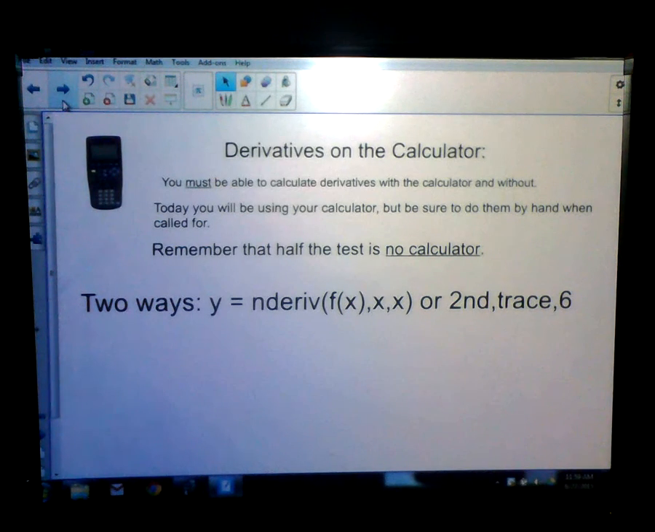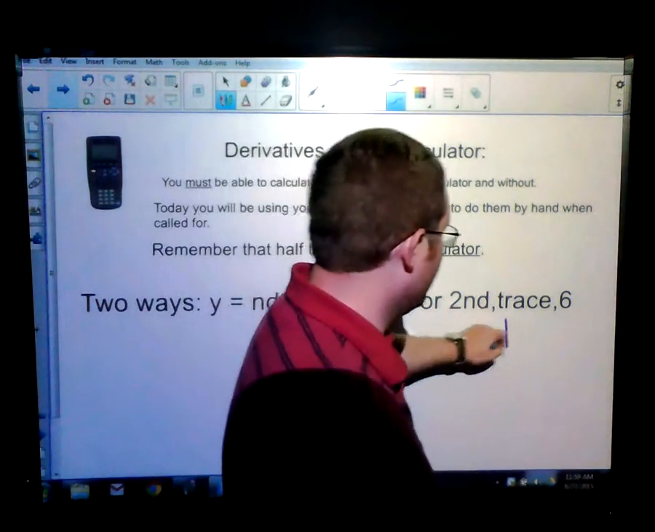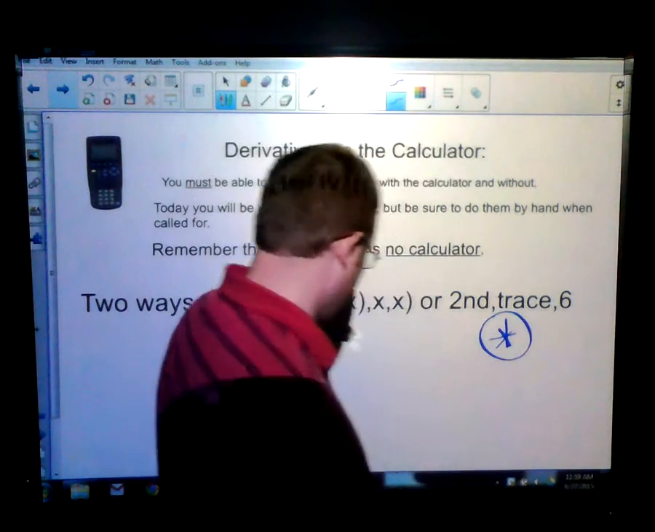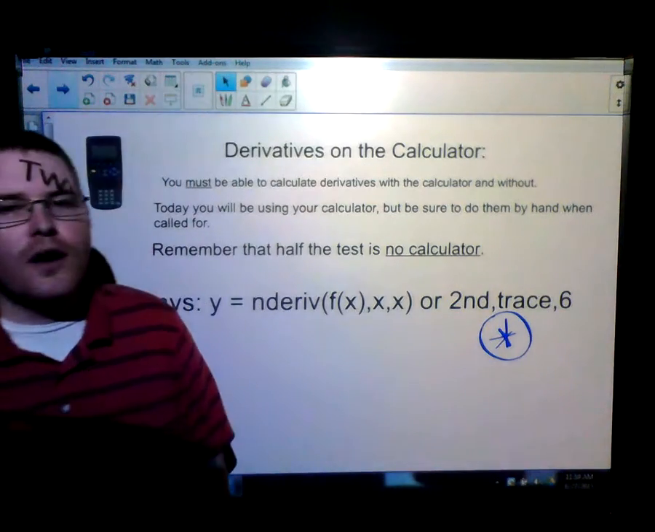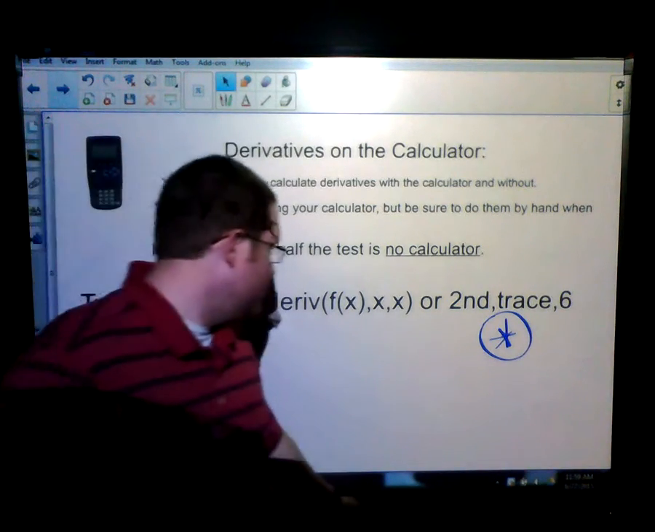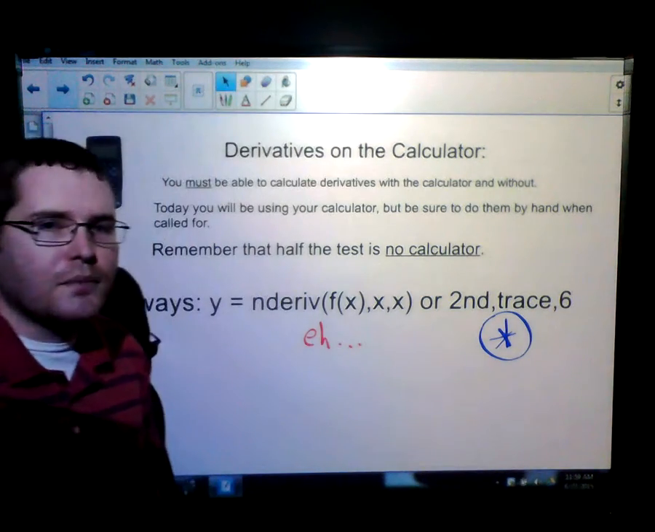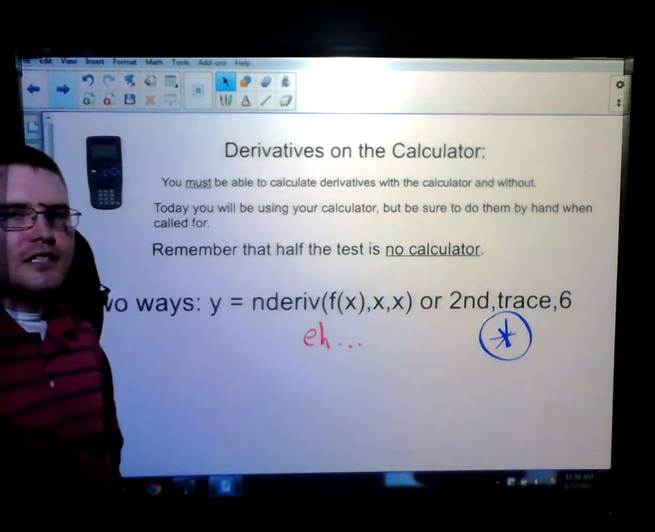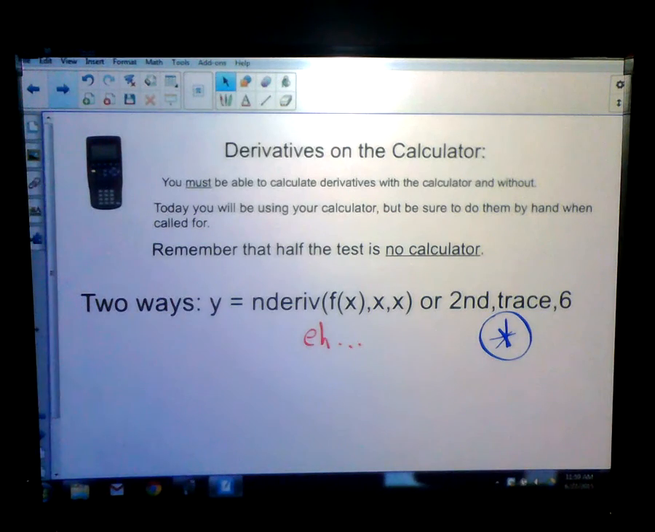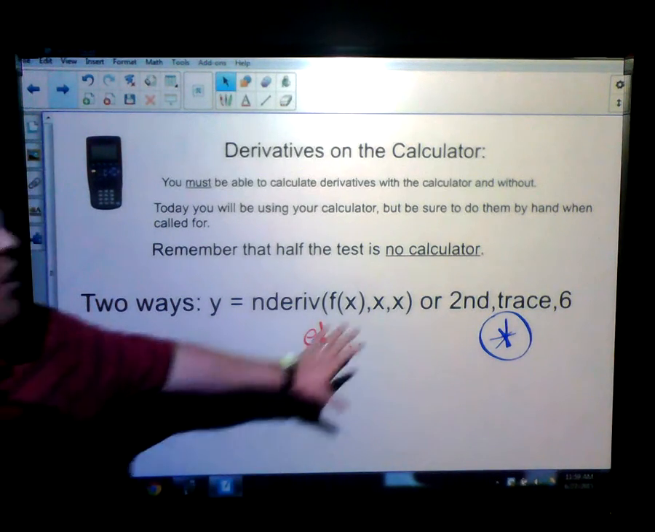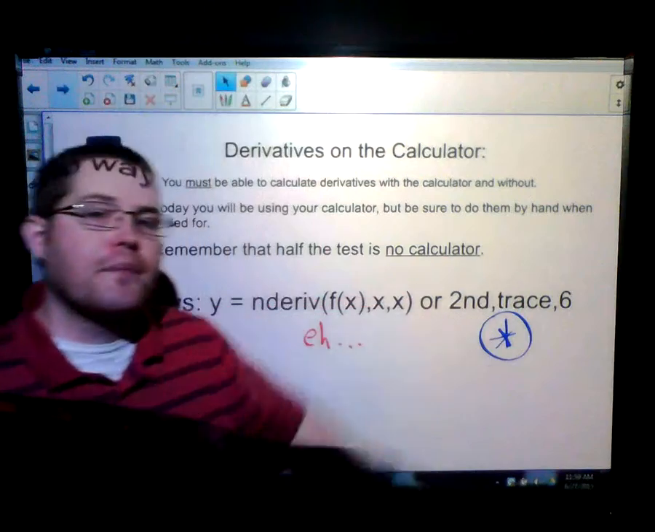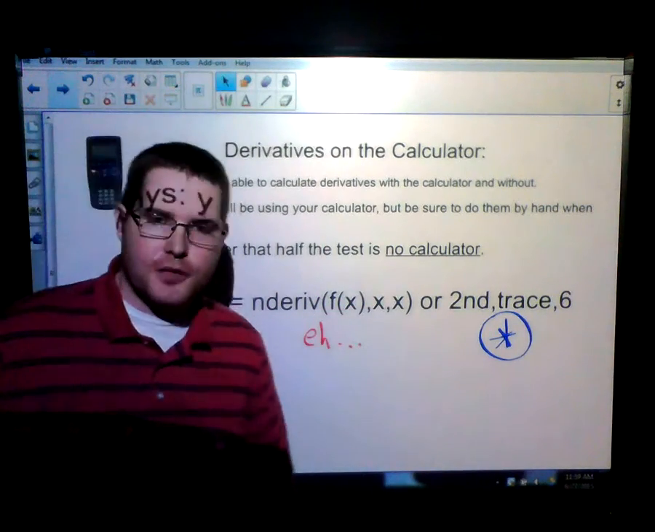Well, there's two ways. And you need to know at least this one. This one is the one we talked about in section 2.1. It is very important that you know how to do that. This one, I'm kind of about. I'll show you how to do it, but I don't do it in class. It's not really necessary. Remember that half the test is no calculator. This is extremely important for that part of the test. This, not so much.